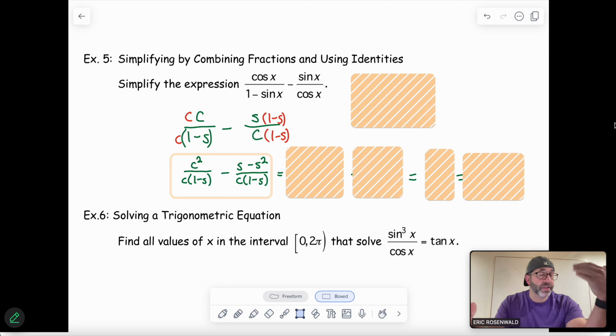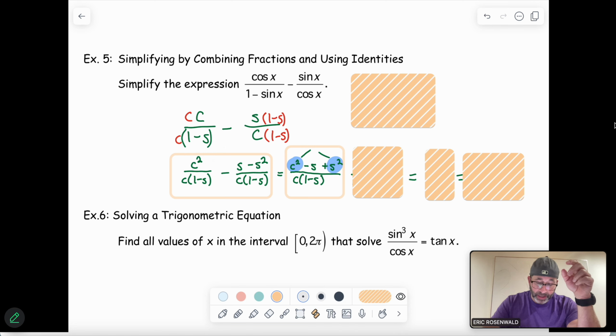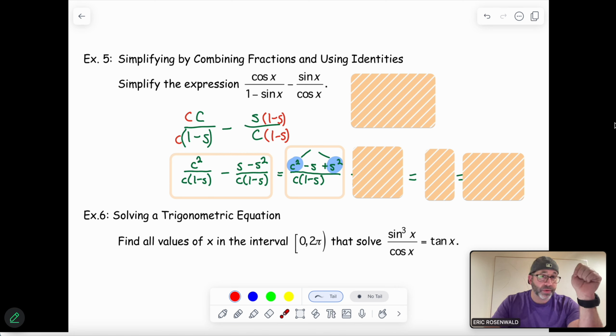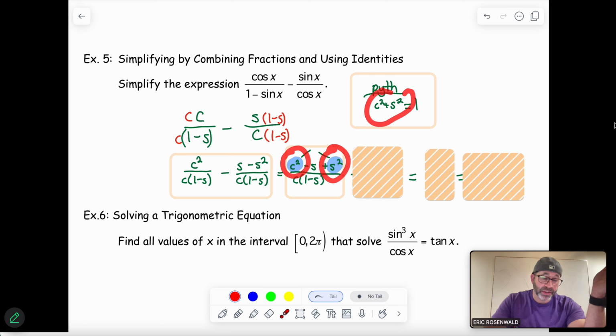This is one of the things you start to recognize when you practice these a lot. But if I take the numerator and distribute this negative to everything, and you've got to be very careful with it, it's going to make it a negative s and a positive s squared. Well, if we look carefully in here, we now have a c squared and an s squared. What is that? Bam. It's your Pythagorean identity. That c squared and that s squared is the same as the c squared plus s squared, which we know is just equal to 1.